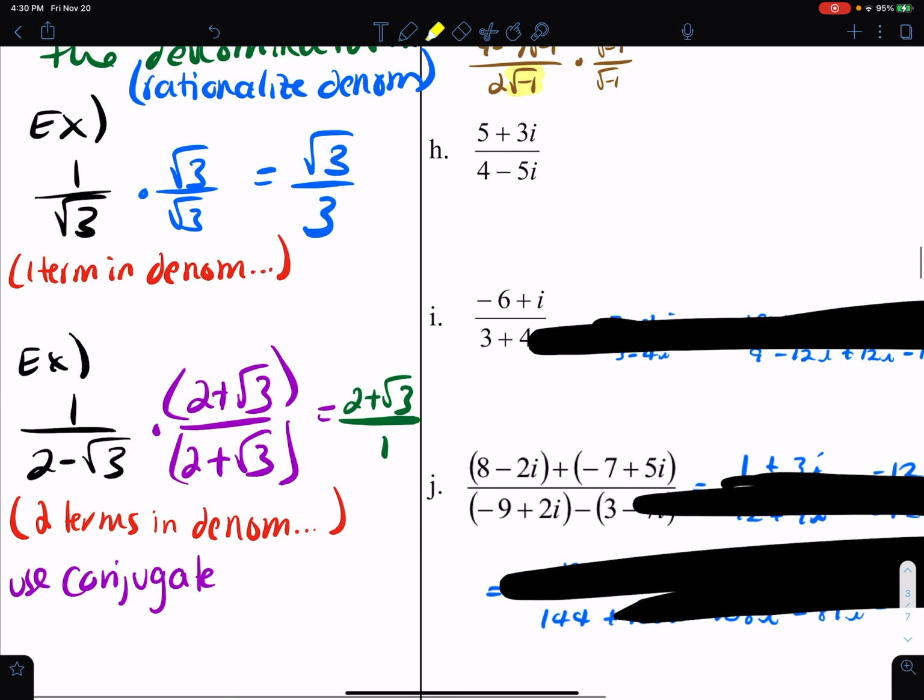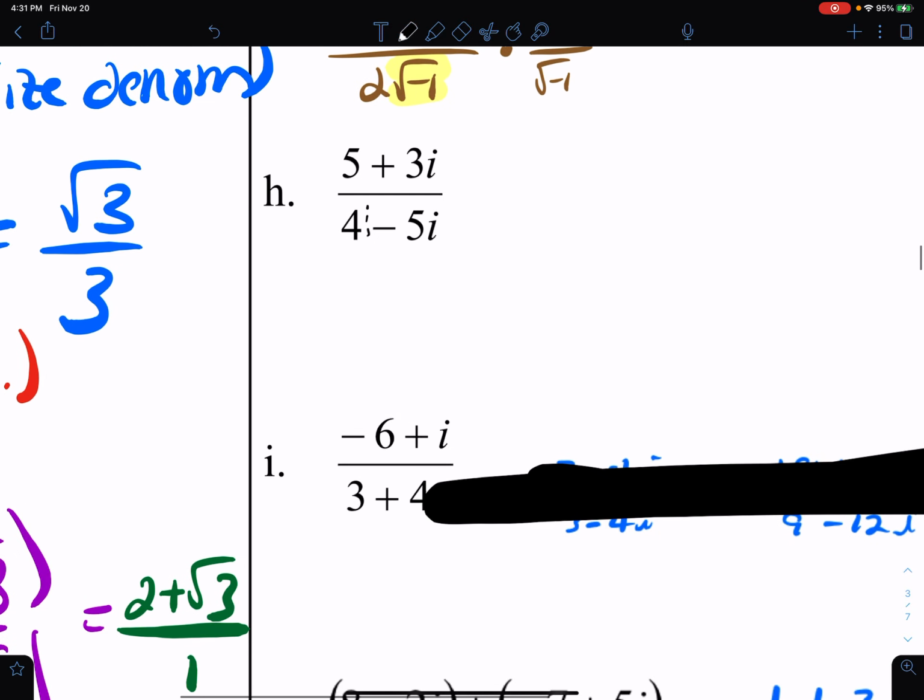Well, there's 2 terms down there. There's a number 4 and a -5i. So if there were 2 terms in the denominator, we multiplied by the conjugate. In other words, whatever sign was here, we just flipped it to the opposite. So we do the same thing here because they're still dealing with square roots. So 4 and 5i, we change the minus to a plus. If I do it to the bottom, I have to do it to the top.